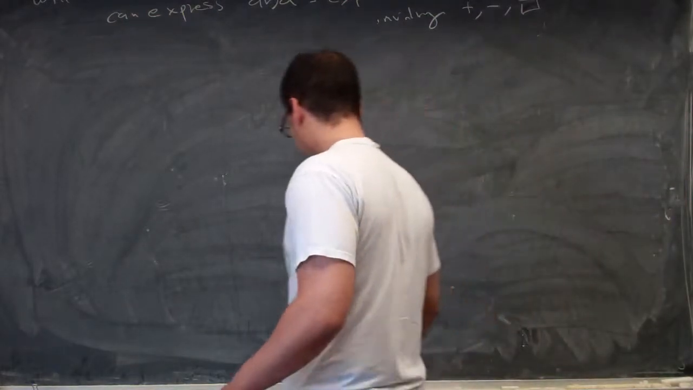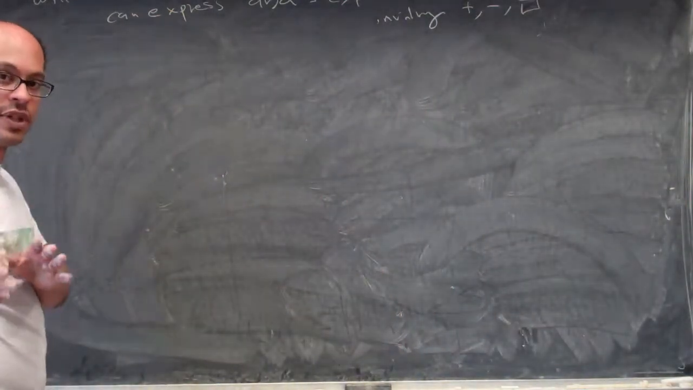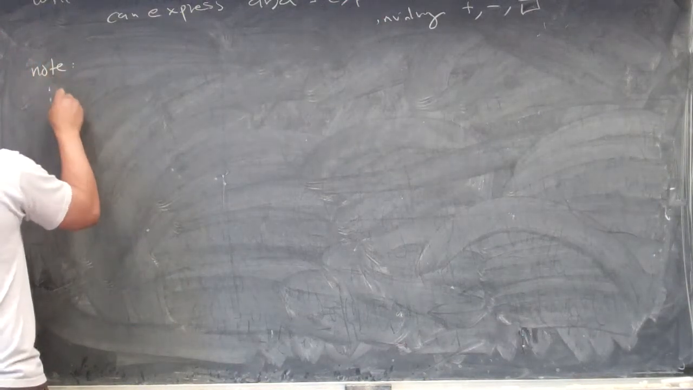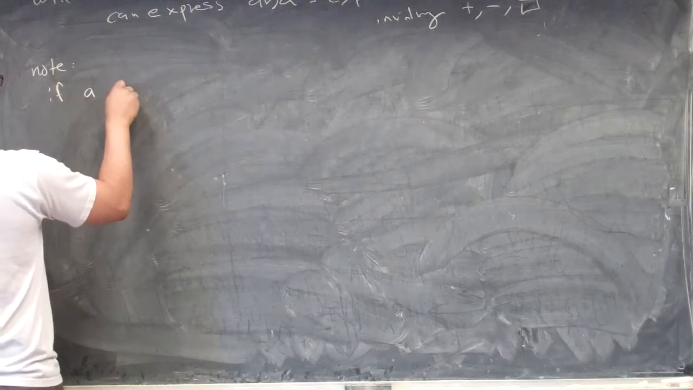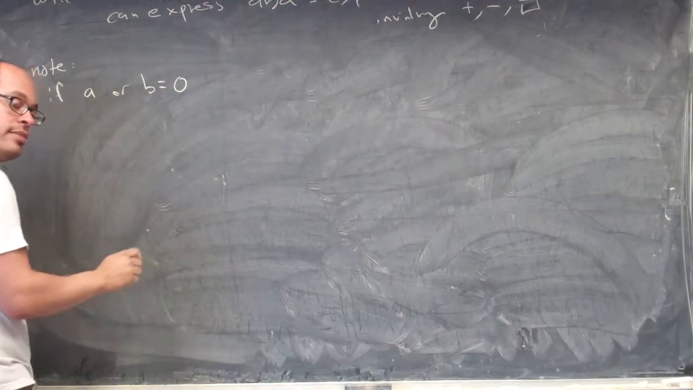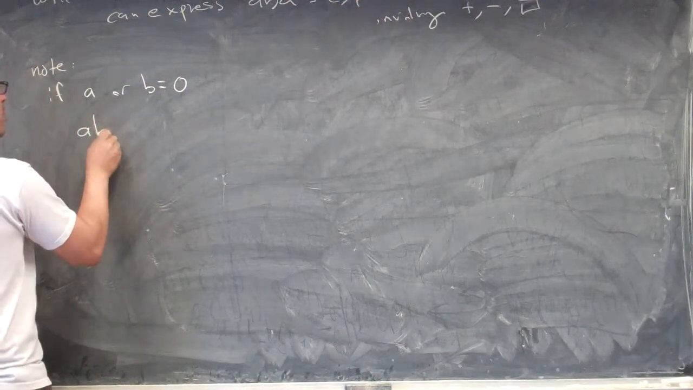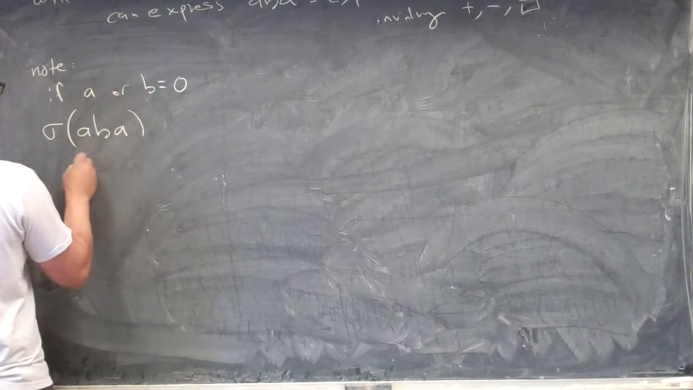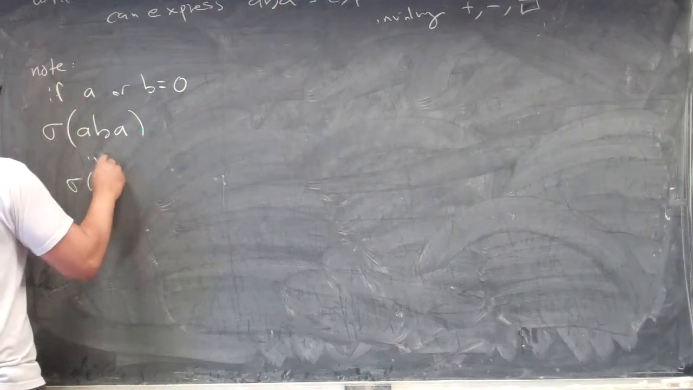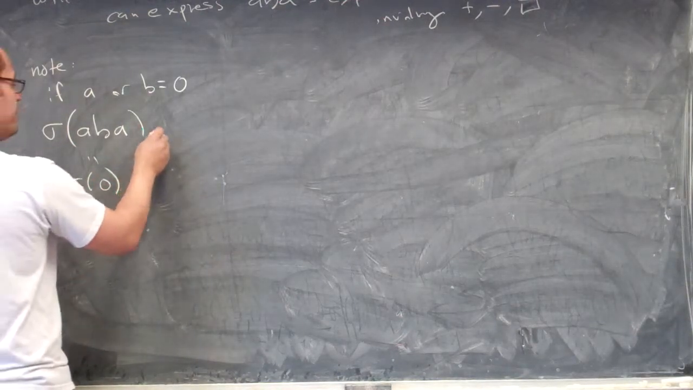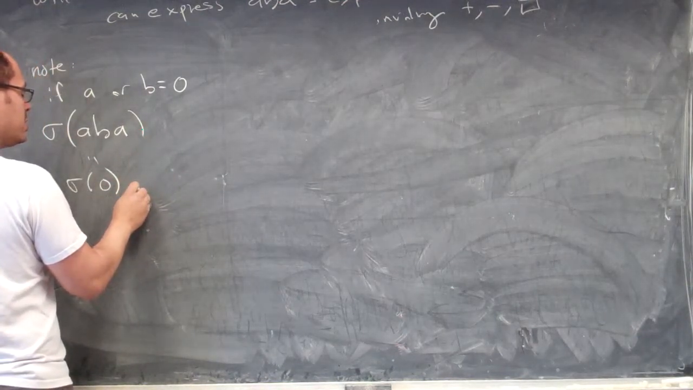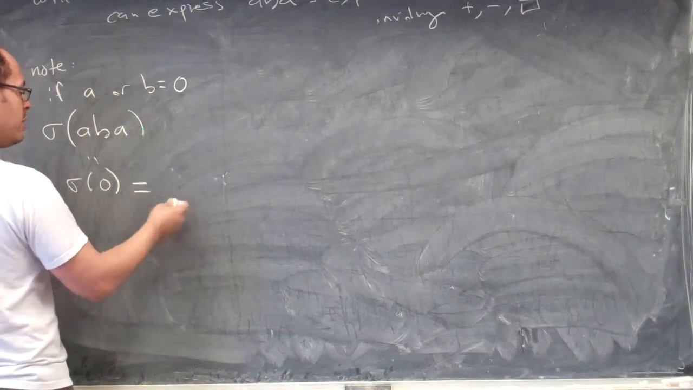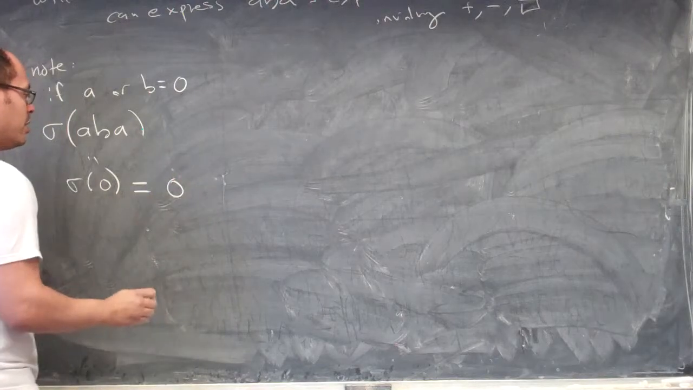Well, before we do that, let me just fill in that just a moment. So note that if A or B is equal to 0, then sigma of ABA is the same as sigma of 0, if either one of them is 0. And because this is an additive map, a homomorphism, this is just 0.